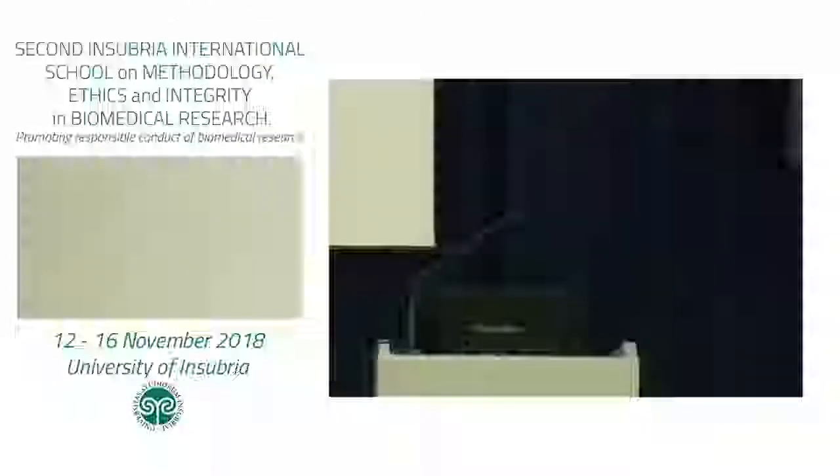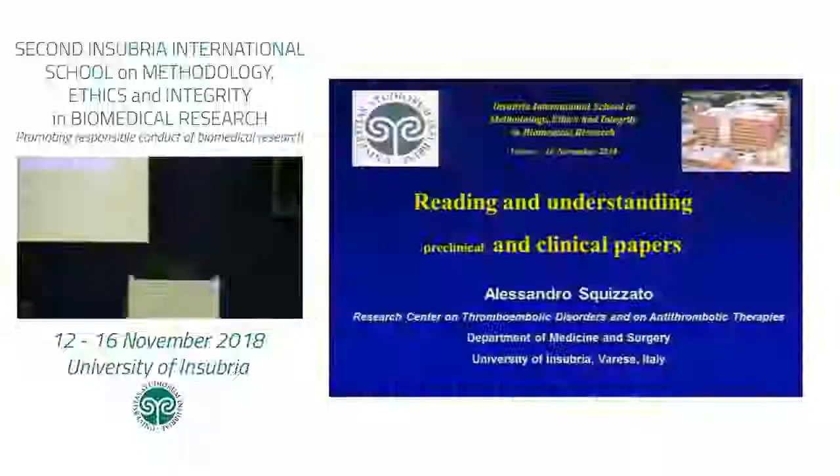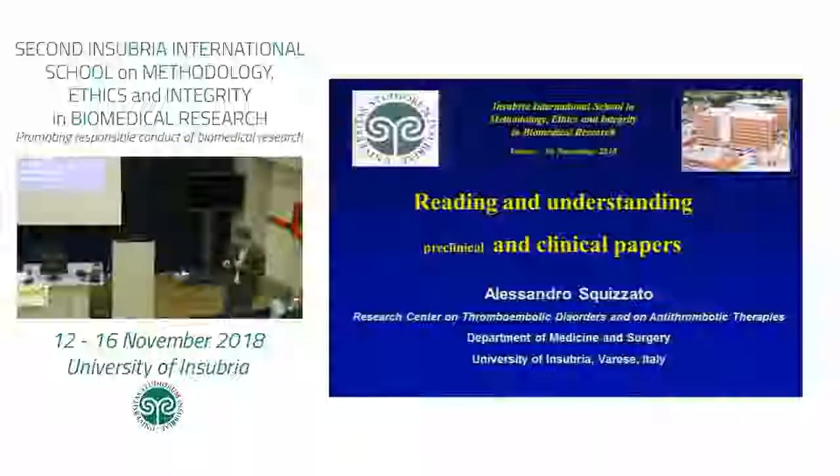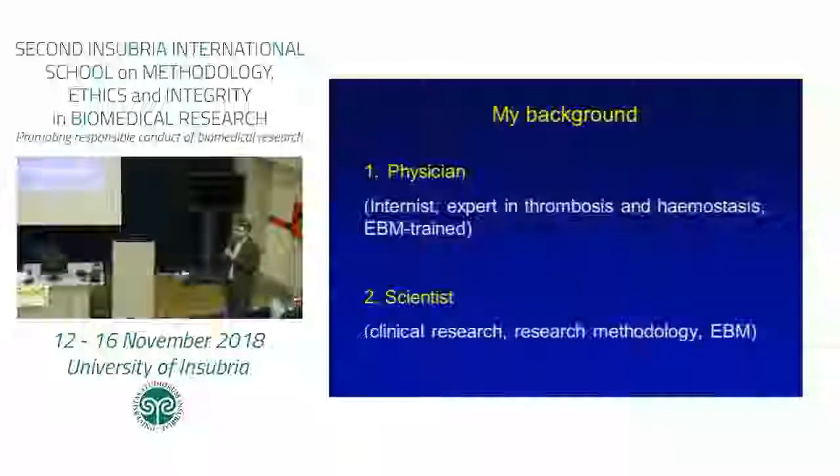I want to give you some simple suggestions on how to read and understand mainly clinical papers, more than preclinical. The reason is that I'm a physician, so I was not exposed to the lab, and any suggestion on lab studies would be based on reading other papers. But that's not a good example of teaching.